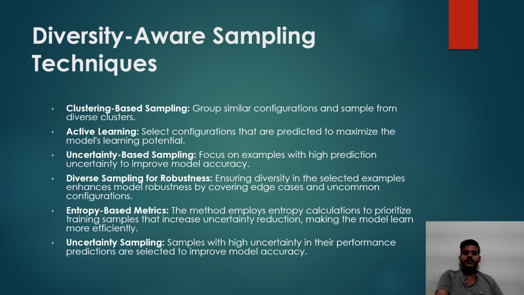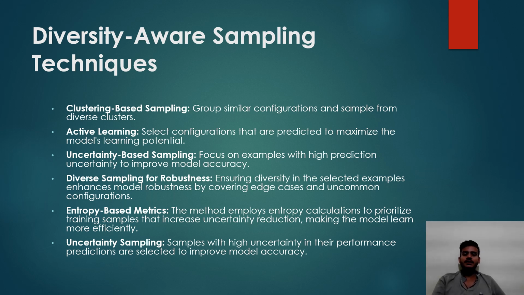Diversity aware sampling techniques. Clustering based sampling: group similar configurations and sample from each cluster. Active learning: select configurations that are predicted to maximize the model's learning potential. Uncertainty based sampling: focus on examples with high prediction uncertainty to improve model accuracy. Diverse sampling for robustness, ensuring diversity in the selected examples. Enhance model robustness by covering edge cases and uncommon configurations.